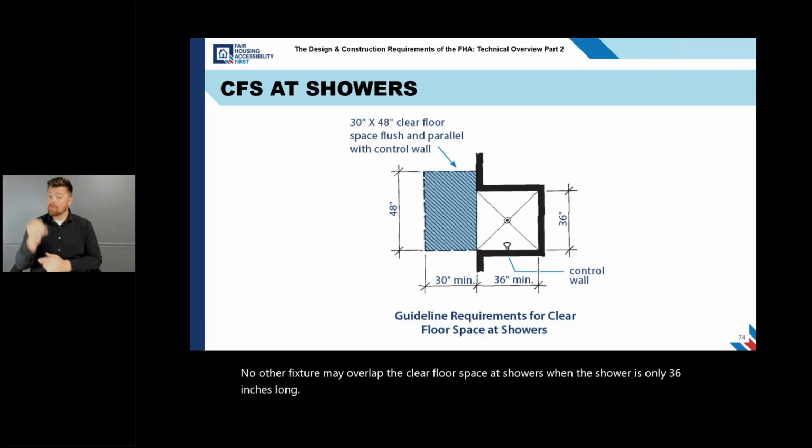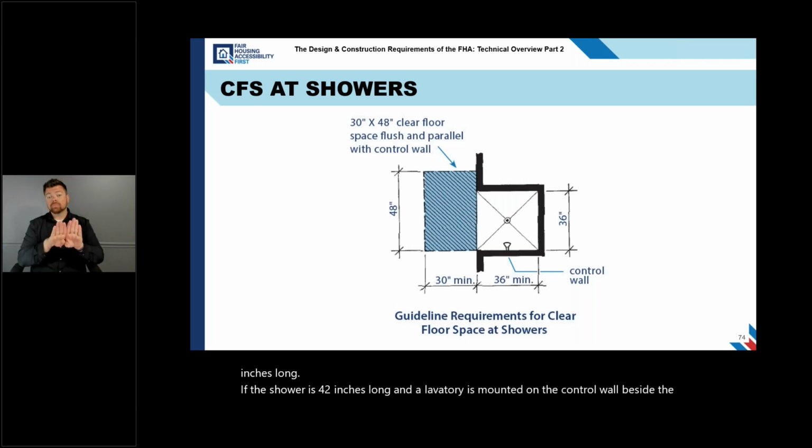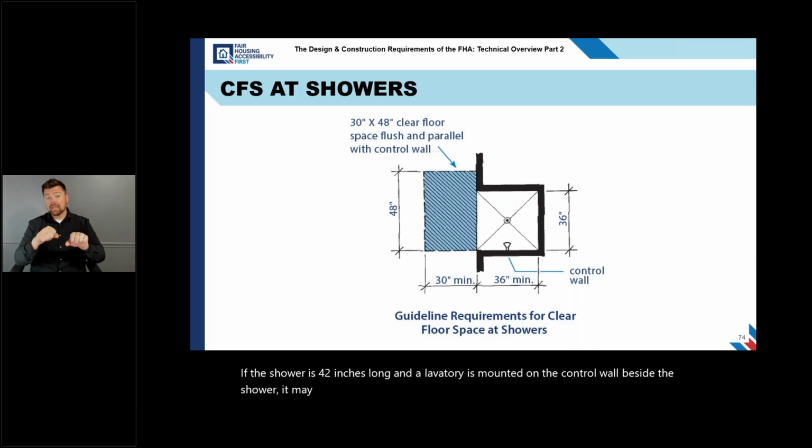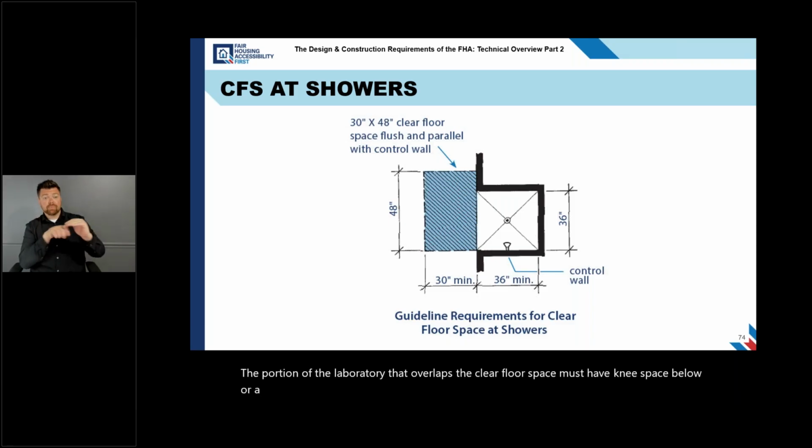However, if the shower is 42 inches long and a lavatory is mounted on the control wall beside the shower, it may overlap the clear floor space by 6 inches. The portion of the lavatory that overlaps the clear floor space must have knee space below or a removable vanity cabinet.